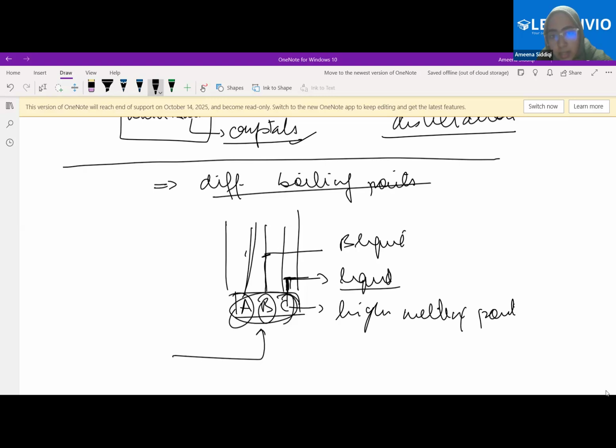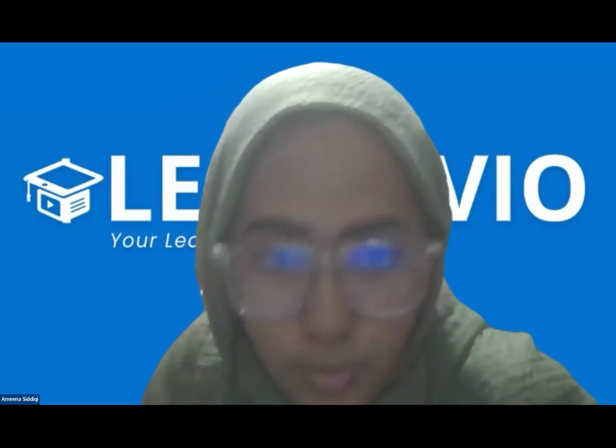So A comes here, and it will lose the energy for this much distance. Why? Because A had a lower melting point. At this temperature, it will change to the liquid. All of the components of the mixture have been separated. Is it understood? Any confusion here? We'll go through the book so that it is clearly understood.